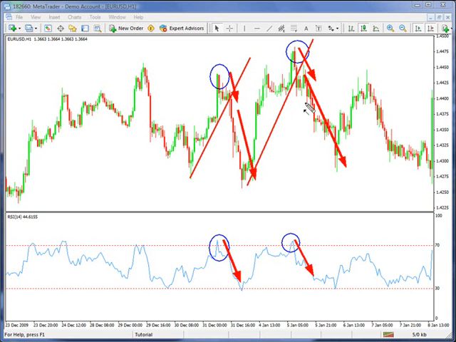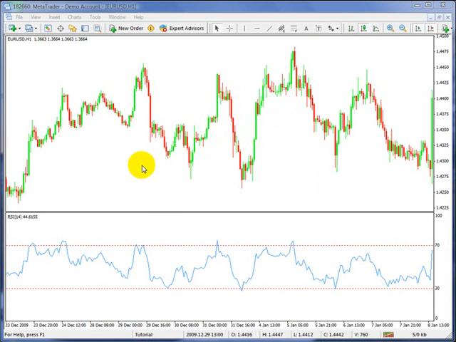As I say, it just helps you, folks. Remember, you're still using trend line breaks. You're still using support resistance. You're still using Fibonacci. Let's take another look.